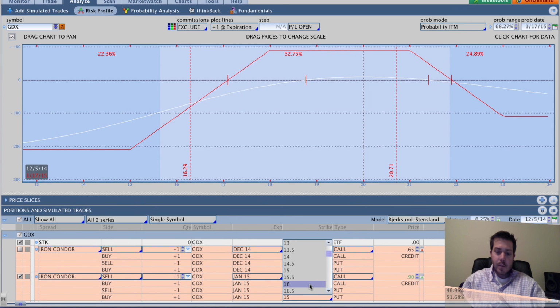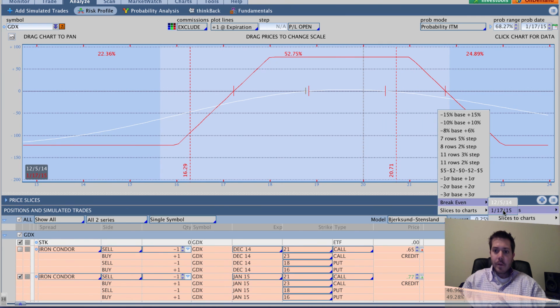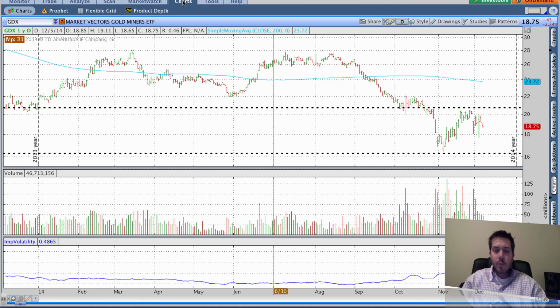So we change our 17 put to 18, 15 put to 16. Now we still have 3 points between our short strikes. We've just slid this whole thing up. And this is another way that you can directionally skew. So what does this look like? Well, let's get a refresh.